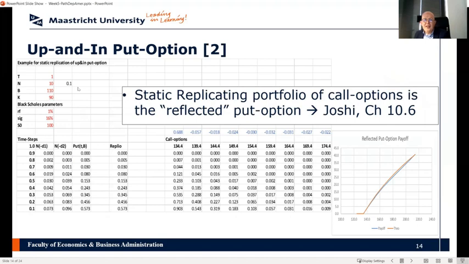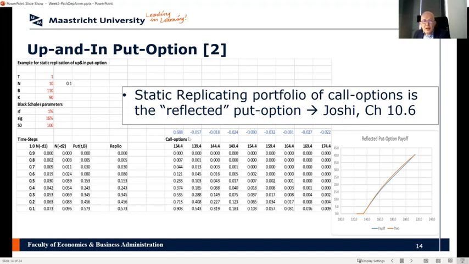So I've done this example here. I want to replicate a 1 year up-and-in put option, and the current stock price is 100. The barrier level is at 110 and the strike price is at 90. And then I want to match the value of the put option at the barrier at time 0.9, 0.8, 0.7, all the way until time 0.1. So then I have 9 time points where I want to match the payoff.